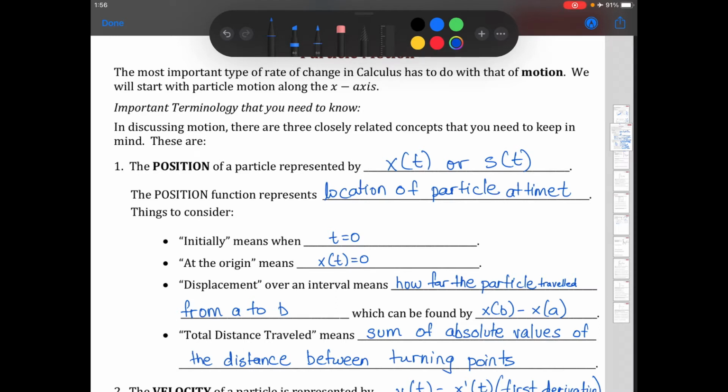Important terminology that you need to know. In discussing motion, there are 3 closely related concepts that you need to keep in mind. The first one is position. We're going to be talking a lot about the position graphs, and the velocity. These are the 2 that we're going to be discussing today.